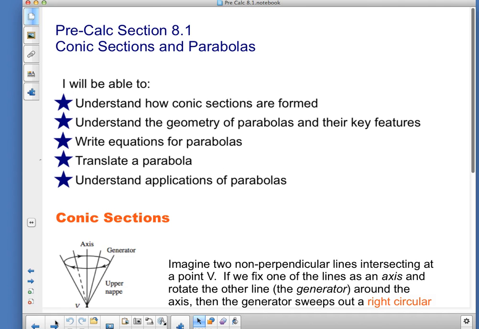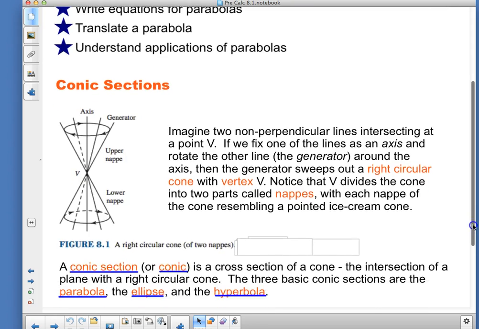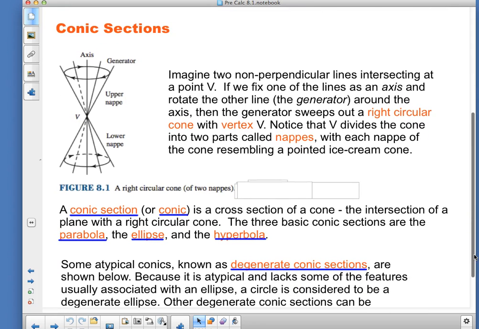Now, if we go on to our next page, 8.1, let's talk about where we're going. We'll be able to understand how conic sections are formed, understand the geometry of parabolas and their key features, write equations of parabolas, and translate a parabola. Okay, we're going to be translating around the axis. We're not going to be doing that today. We'll be doing that on Monday. But we're going to write equations for parabolas as we go. But before we get there, I want you to see what a conic is.